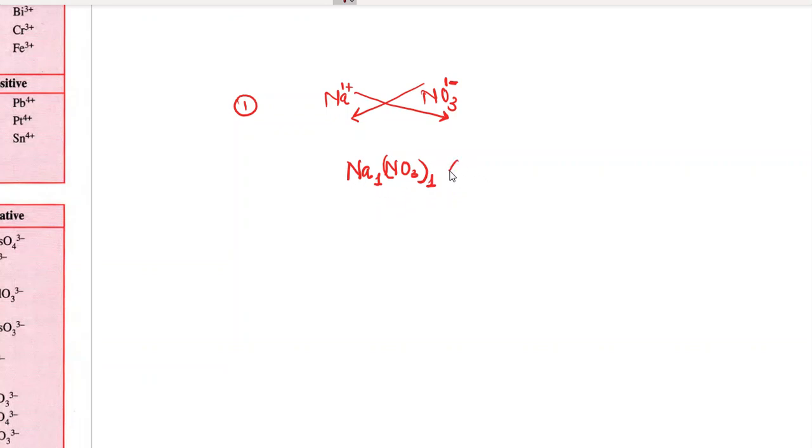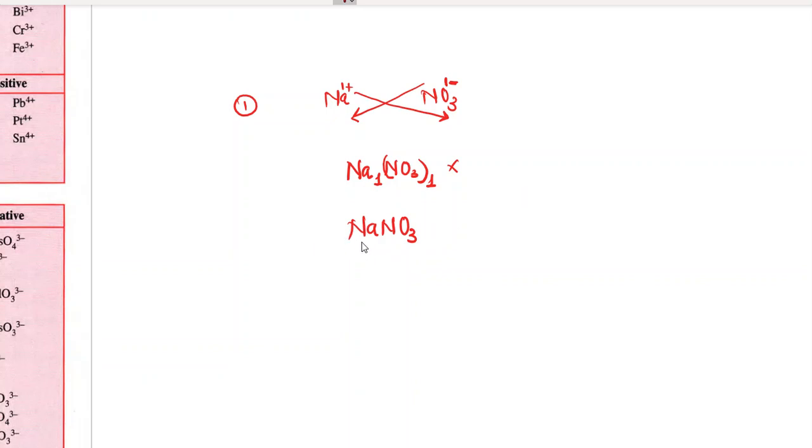So we don't express it this way. What we do is we simply write NaNO3. No brackets also required. NaNO3, sodium nitrate. How to name it, that also I'm going to tell you. But the steps which they were talking about, I've utilized all of those steps.